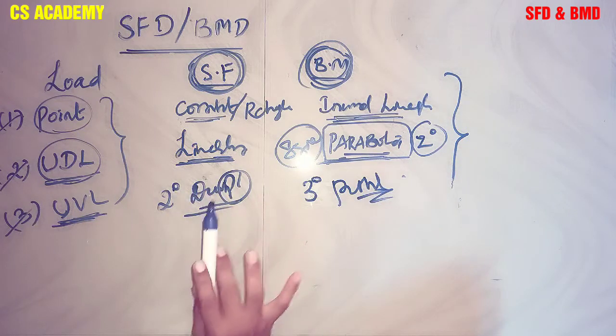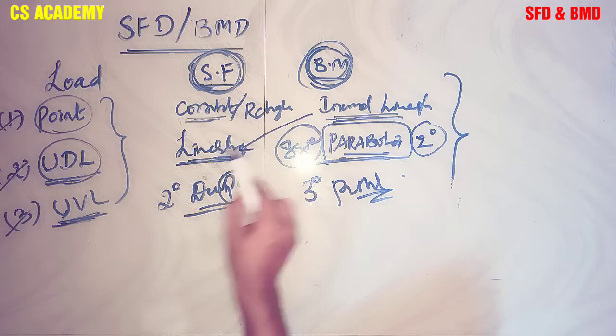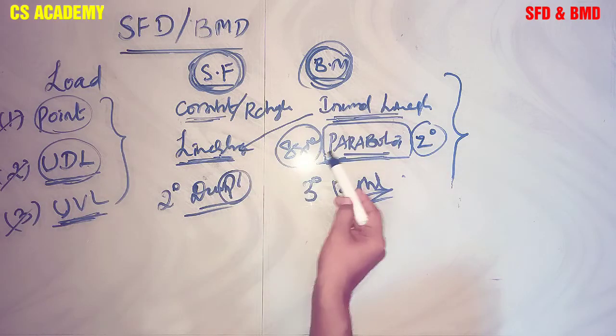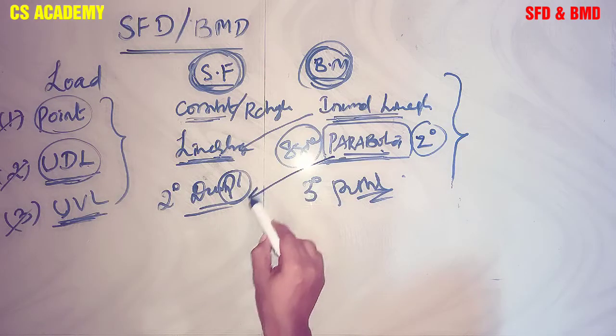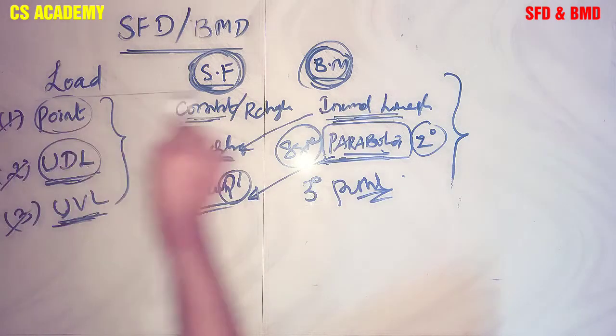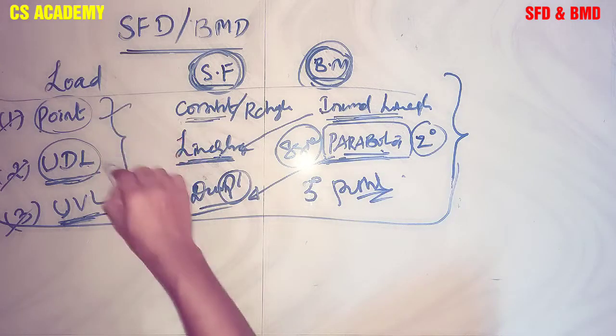So if we consider clearly, the bending moment of the point load is shifted to the shear force of the uniformly distributed load. This is linearly varying, and the second degree parabola of the uniformly distributed load's bending moment diagram is shifted to the shear force of the uniformly varying load. So like this we have to remember this simple technique to draw the shear force and bending moment for the three different types of basic loads.